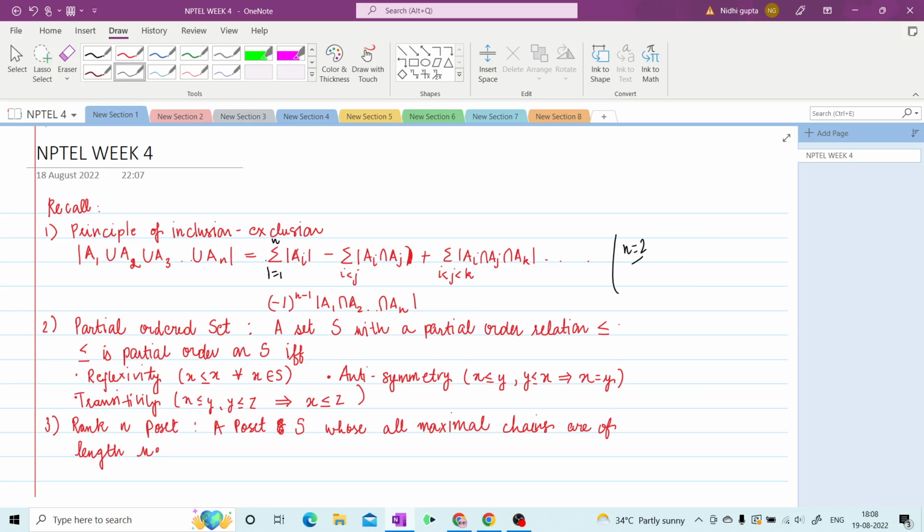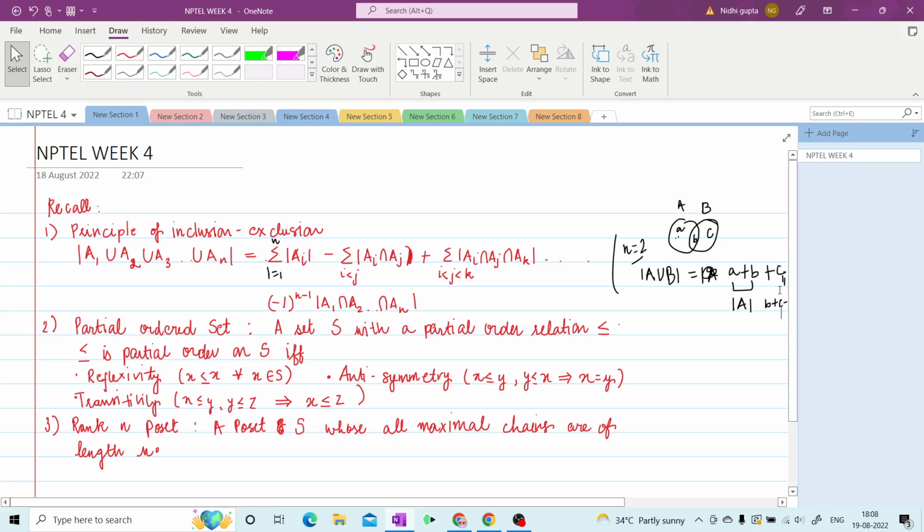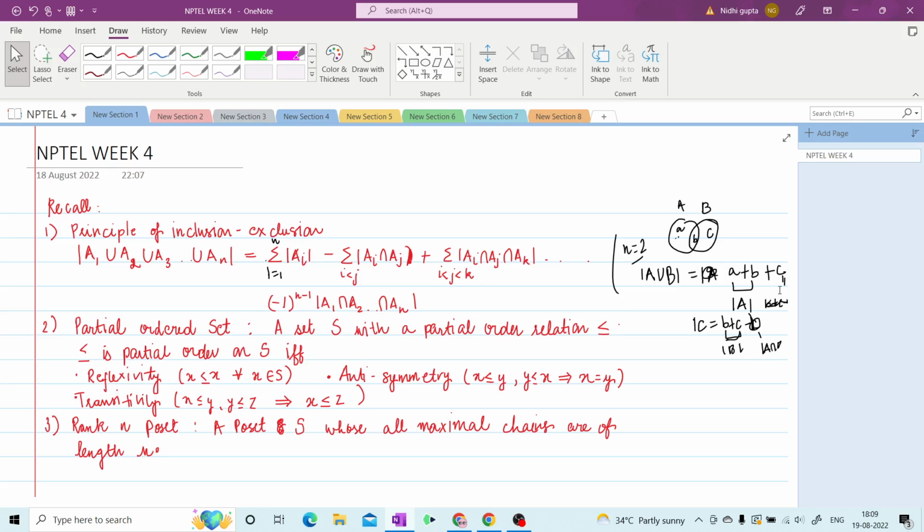You can see this is a generalization of n equal to 2. For n equal to 2, from the Venn diagram, if we have two sets A and B, and we want to calculate A union B: if this is A, this is B, and this is C, then A union B is A plus B plus C. Here, A is order A, and C can be written as B plus C minus B, and B plus C is just order B, and B is A intersection B. So you see, this is the generalization of calculating the order of two sets which need not be disjoint.